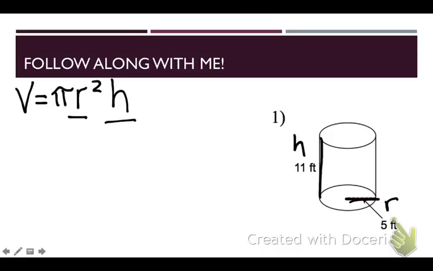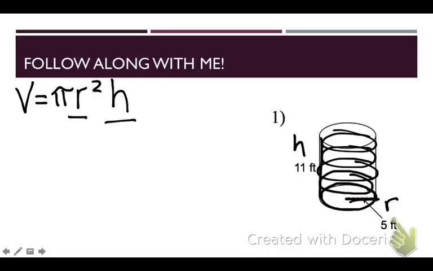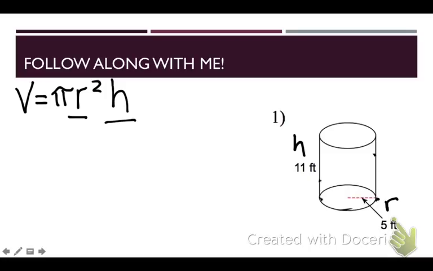So that's our height. And the reason this formula works is because we're essentially taking all of the areas of these circles and we're stacking them on top of each other multiple times, or the height of the cylinder, to get the volume. So now we substitute into our formula. So V equals pi, R is 5, so 5 squared, h. Oh, sorry. And for h, we're going to put 11.